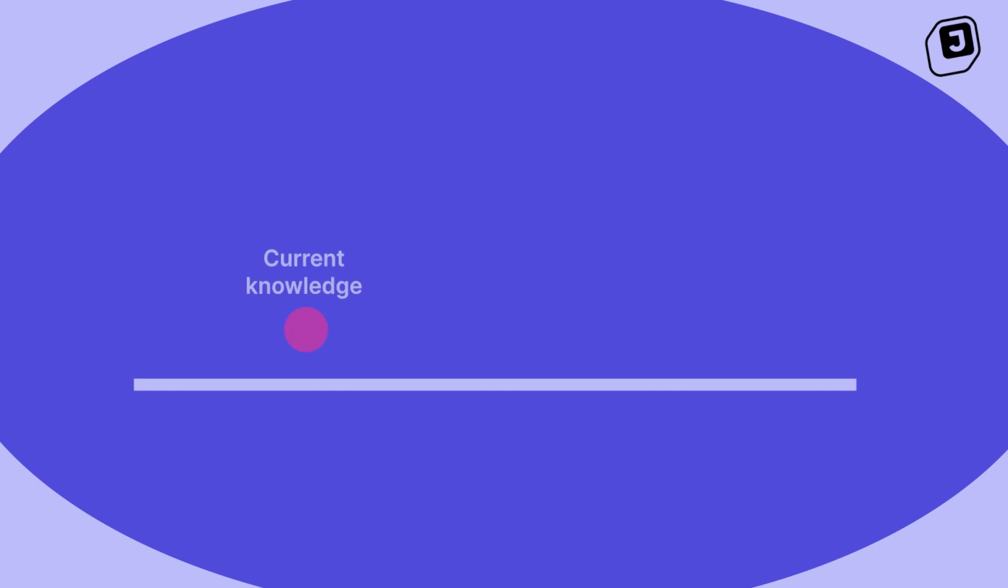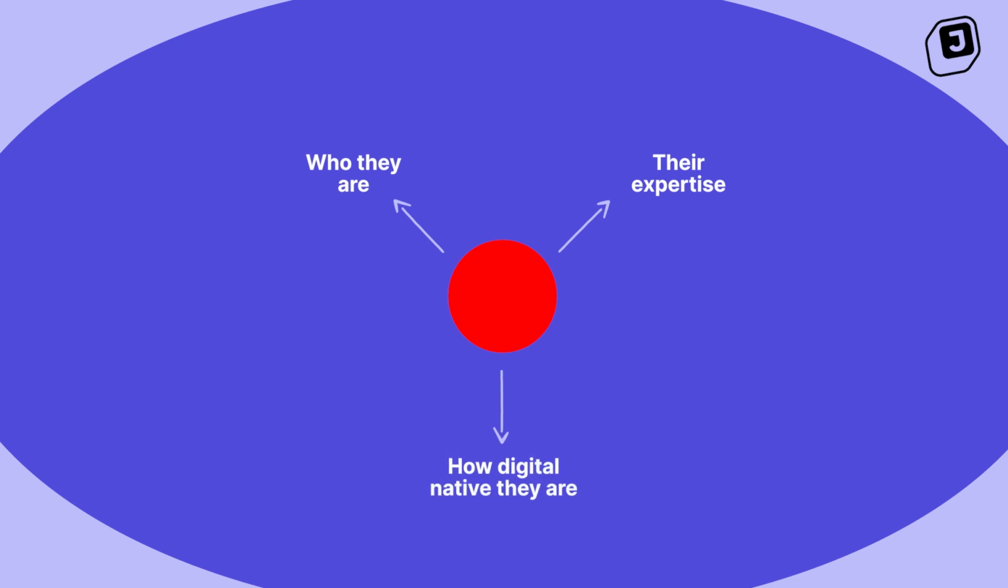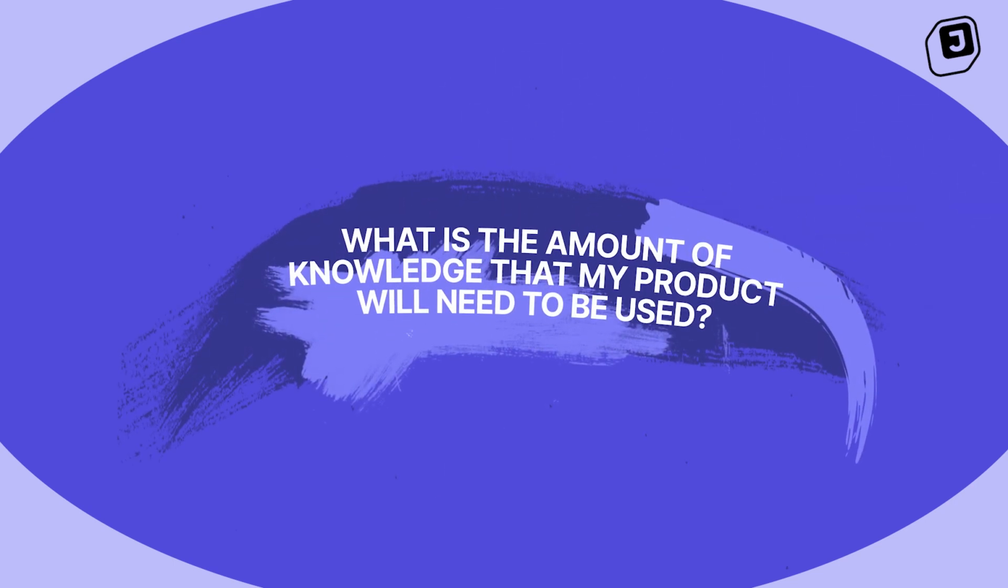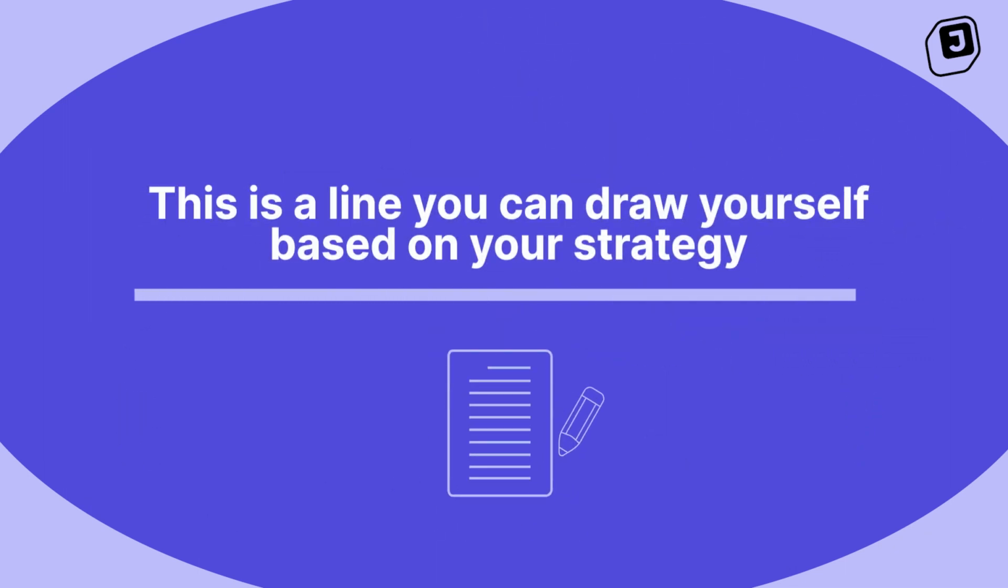So the current knowledge is something you can't really influence. That's the amount of knowledge that people have roughly when they come to your product. It's usually contextualized by who they are, their expertise with your industry, how digital native they are maybe. But the target point is something that you can actually set yourself. What is the amount of knowledge that my product will need to be used? This is a line that you can draw yourself based on your strategy.